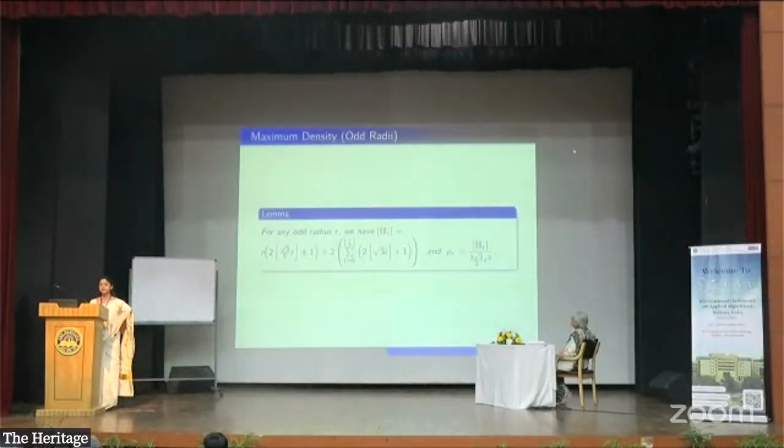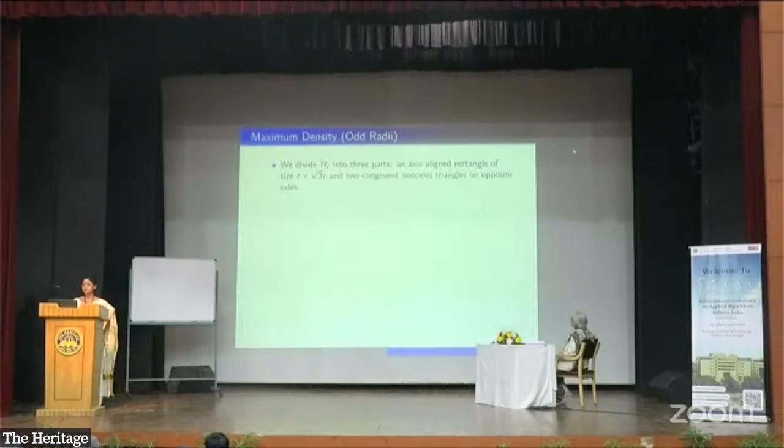This is our first lemma, which shows how we are counting the number of pixels present in a standard hexagon of odd radii R. So here we see that we divide the hexagon H_R into 3 parts. An axis aligned rectangle of size R cross root 3 R.